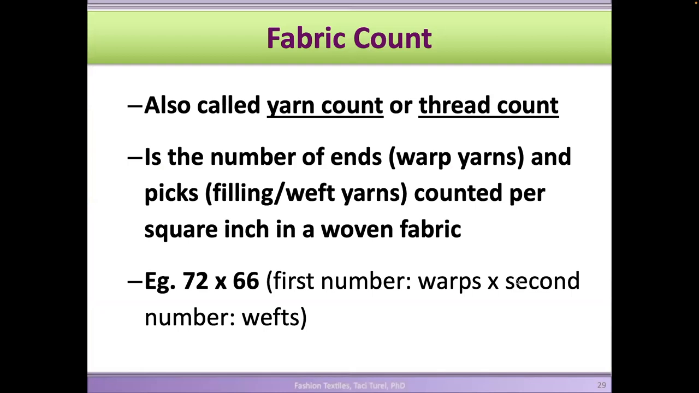Yarn count is basically how many warp yarns you have in 1 inch plus how many filling yarns you have in 1 inch. So for example, in a fabric, if you count all the warp yarns in 1 inch and you get 72 yarns, and then you count all the filling yarns in 1 inch and you get 66 yarns, then we write 72 by 66. And we call this your yarn count, okay? And we always put the warp yarns first.